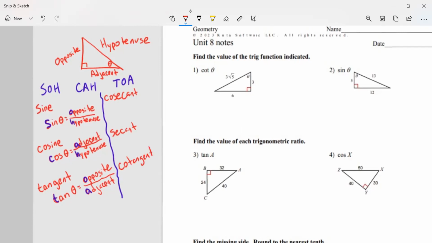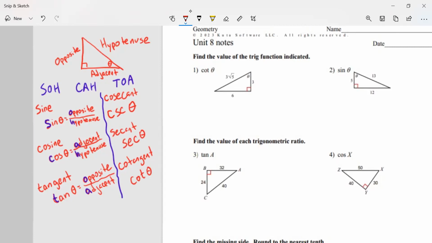Now, cosecant, I cannot use just the first 3 letters, because COS, I already used it for cosine. So the way we're going to abbreviate cosecant is going to be CSC. I'm going to do cosecant of theta. Secant, I'm going to abbreviate that using the first 3 letters, SEC, so secant of theta. And cotangent, I'm going to go COT of theta. Right, again, I'm going to abbreviate that using the first 3 letters.